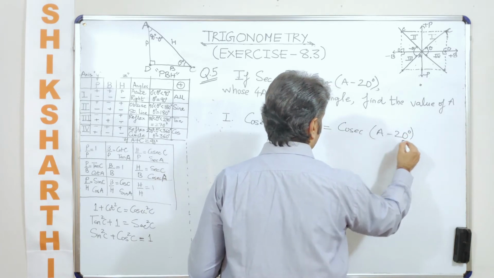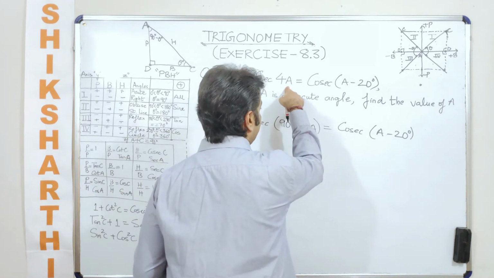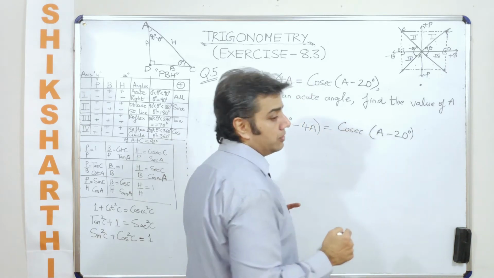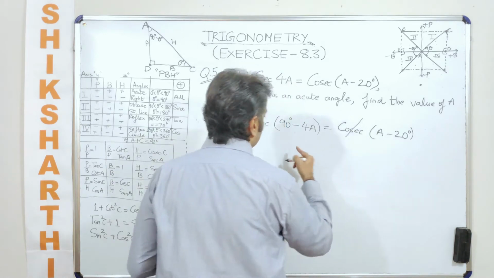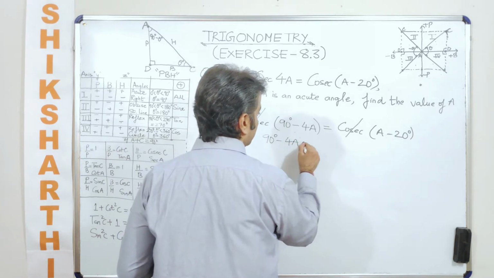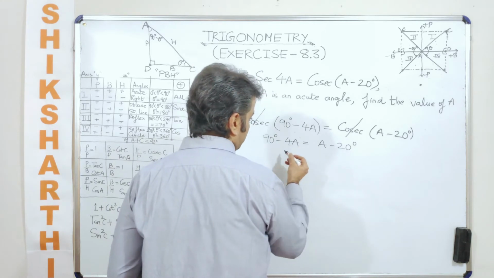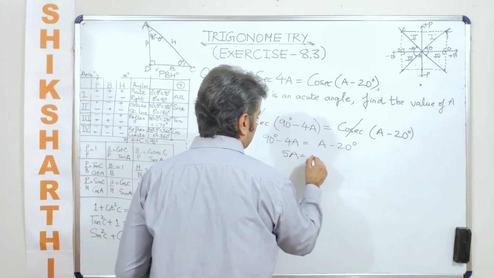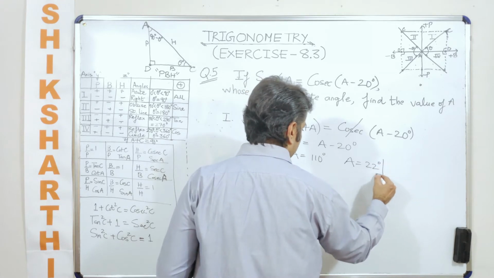Now you have to be very attentive at this step, because since it is given that the angle 4A is an acute angle, the remaining angle will also be an acute angle. It is only then that you cancel it out on both the sides. You say that 90 degrees minus 4A is equal to A minus 20 degrees, and then you solve this. So when you solve this, what do you get? 5A is equal to 110 degrees, and finally A is equal to 22 degrees. This is one of the ways of doing it.